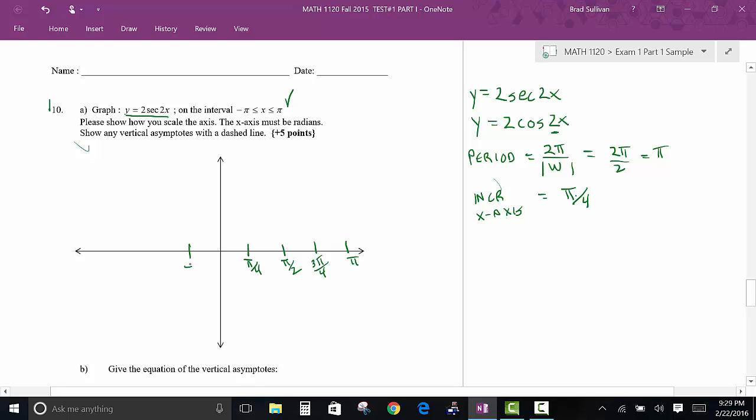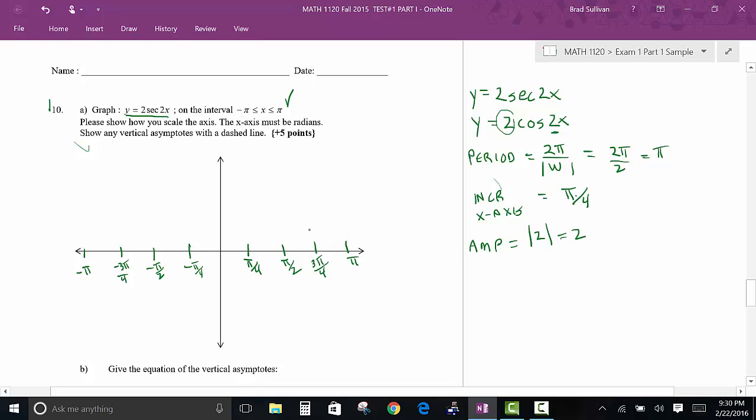Then we're going to go to the left and we do negative pi over 4, negative pi over 2, negative 3 pi over 4, and negative pi like that. Okay, so that takes care of that, right? Just by re-incrementing the x-axis, you've taken care of the period change. Okay, now the amplitude is going to be equal to this number. So that's equal to 2.